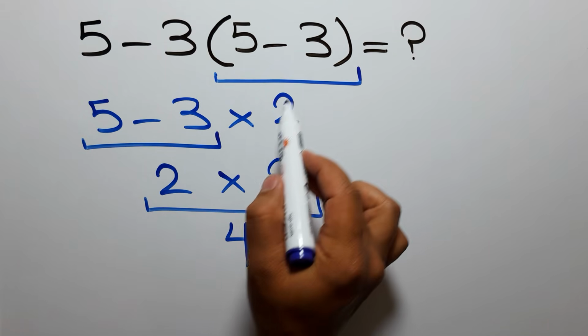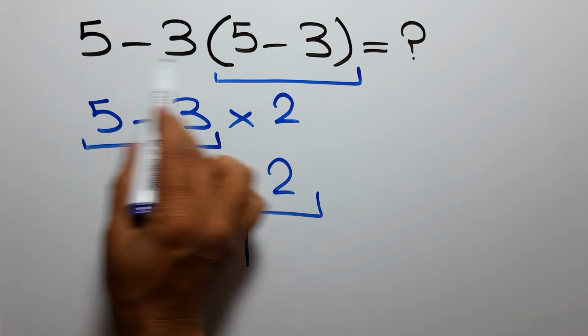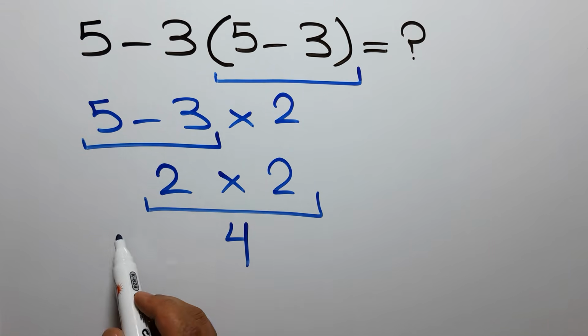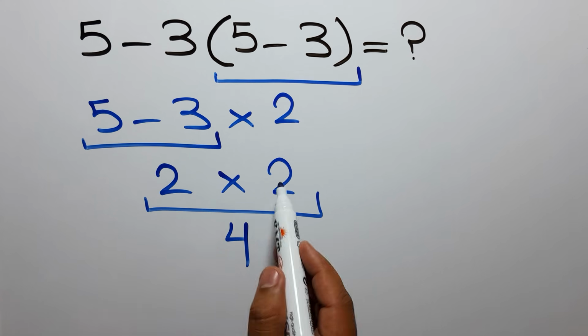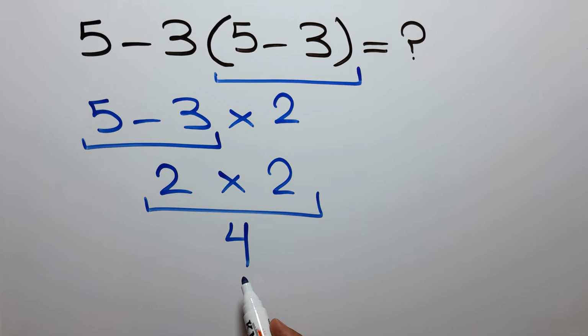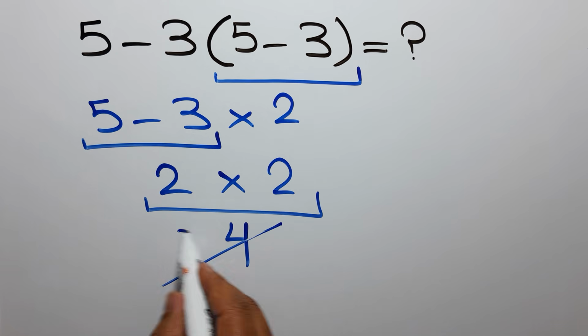5 minus 3 gives us 2. And again here we have 5 minus 3. So 2 times 2 gives us 4. But this answer is not correct.